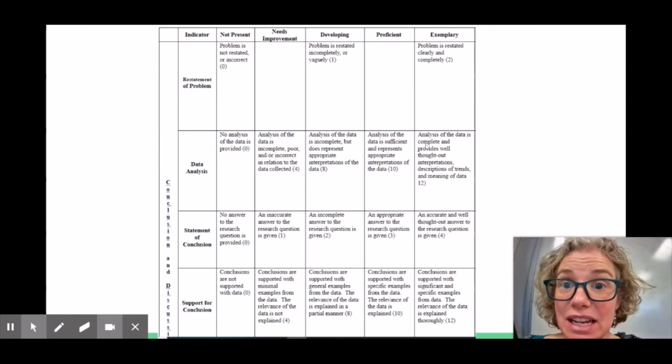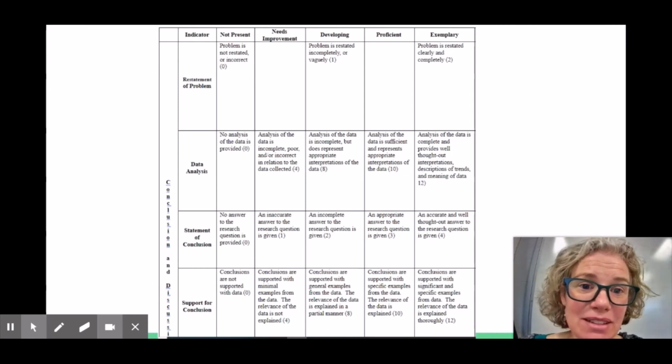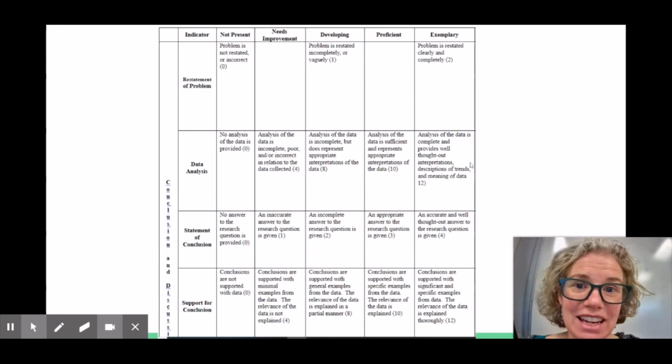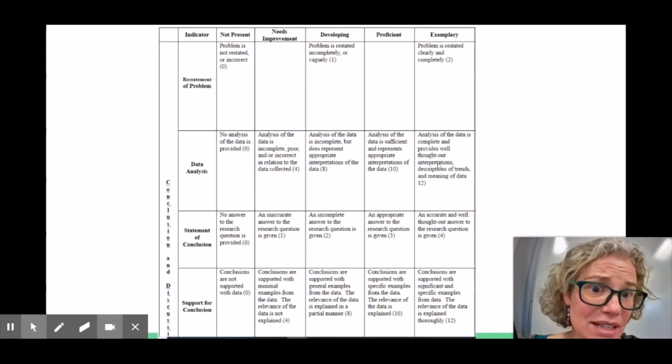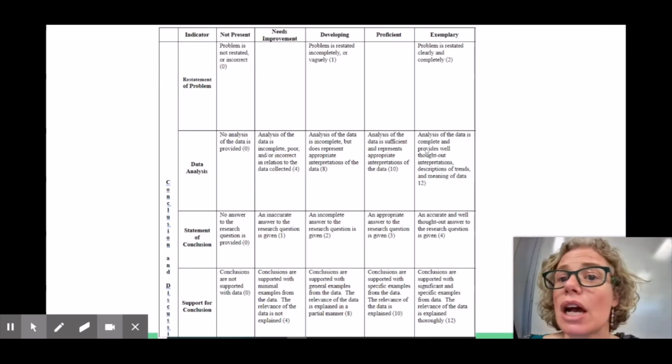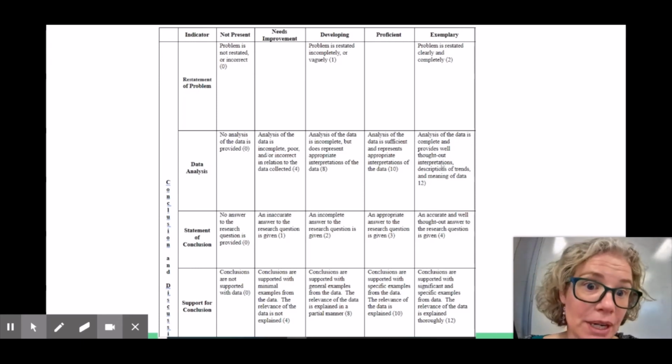This says analysis of the data is complete and provides a well thought out interpretation, description of trends, and meaning of the data. So that means that, like, describe the trend is what we did. And because we're interpreting the data as far as when we explained why there was less light as you went down, and we explained it in terms of light bending and what's happening to the energy, that's showing we're interpreting the data.